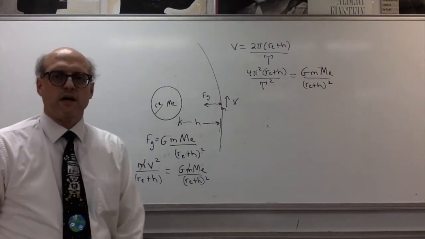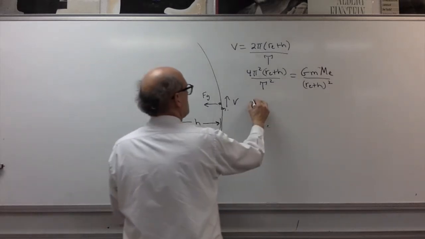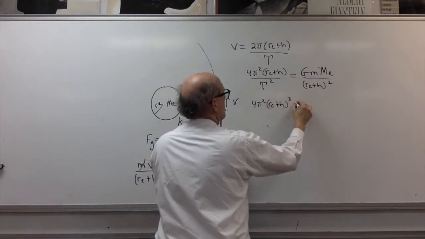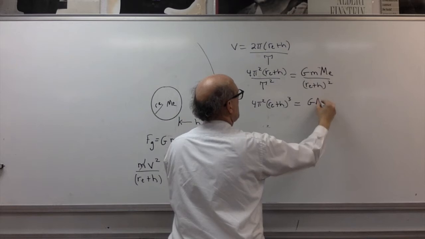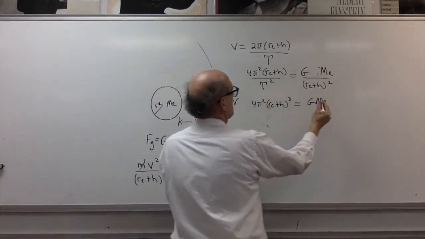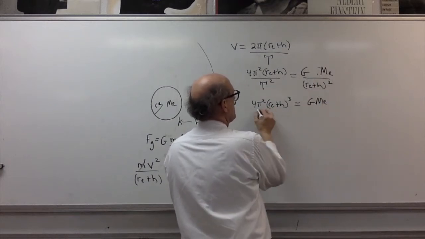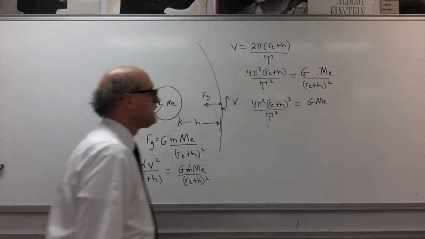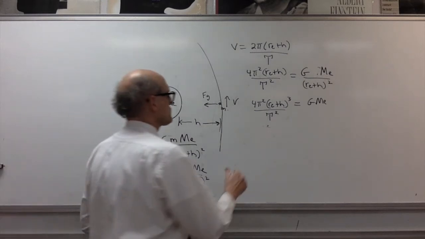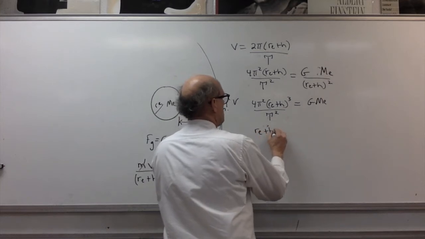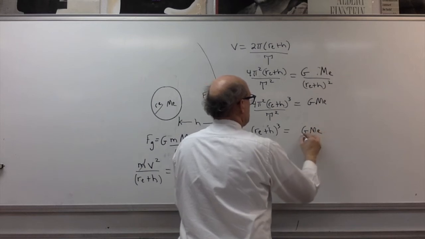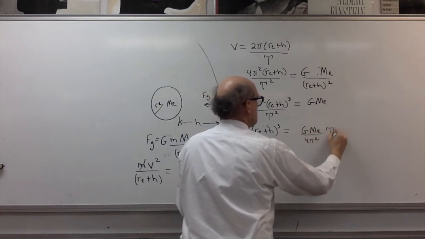Okay, multiplying both sides by re plus h squared, I have 4 pi squared re plus h cubed is equal to G me, the mass of the satellite canceled out, so I want to take that away. And then this side is divided by the period squared. If I multiply both sides by period squared and both sides by 1 over 4 pi squared, I get re plus h cubed is equal to G me over 4 pi squared times the period squared.